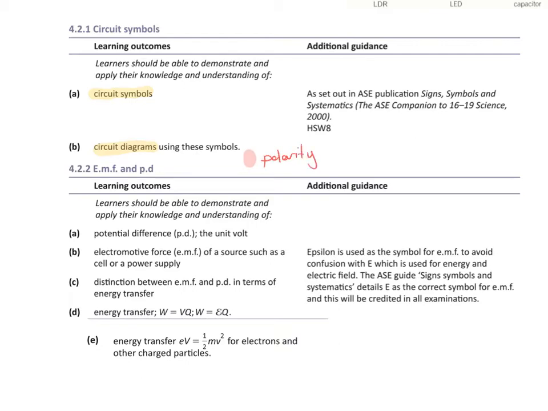We will also talk a little bit about polarity, which is very important in terms of connecting certain components the right way. We'll also look at potential difference, electromotive force, how to distinguish between them, and how to calculate them. And we will also have a look at the electron gun that is linked to this equation.